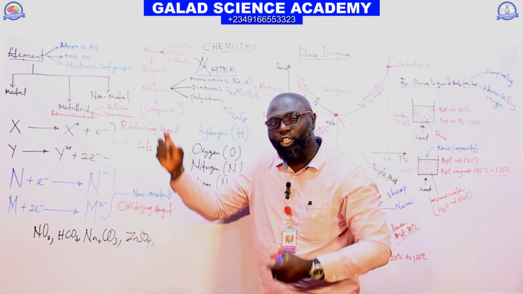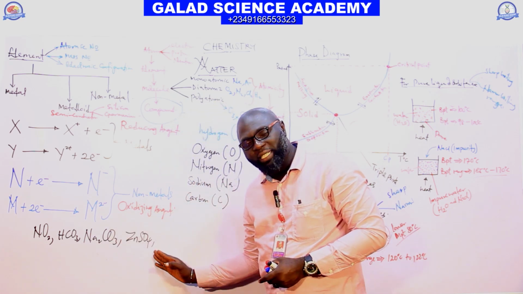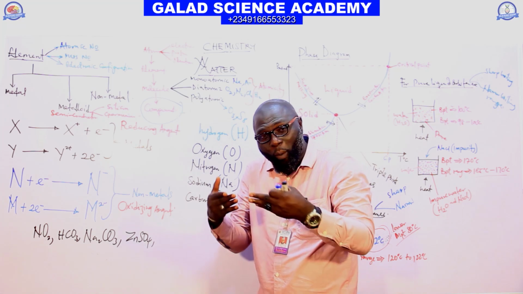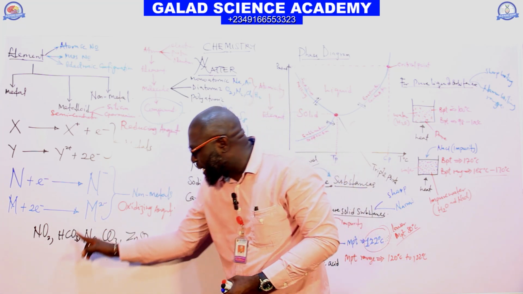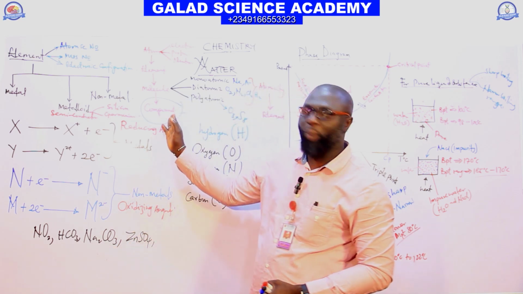So compound is a substance that is comprised of two or more elements, and they are chemically combined together, and we cannot separate them by any physical means. That is compound.